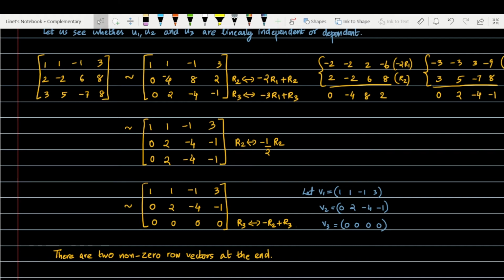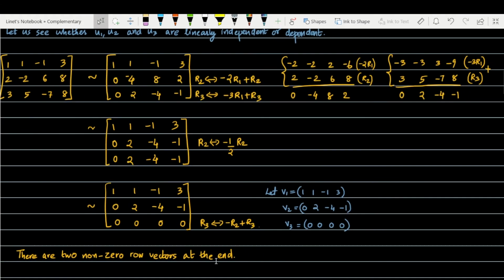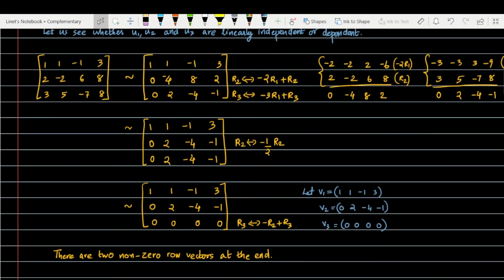See, minus 3R1 is nothing but minus 3, minus 3, 3, minus 9, and R3 is nothing but 3, 5, minus 7, 8. You add them both, you get the third row to be 0, 2, minus 4, and minus 1.